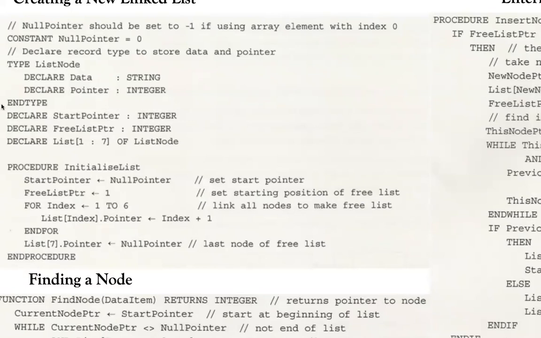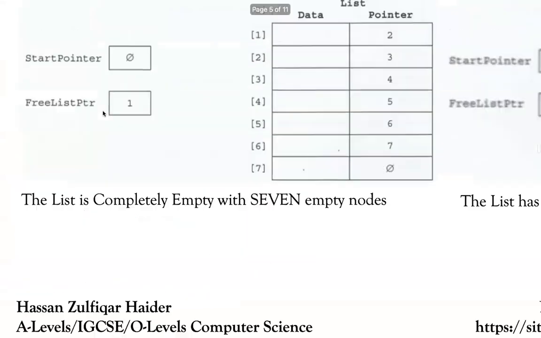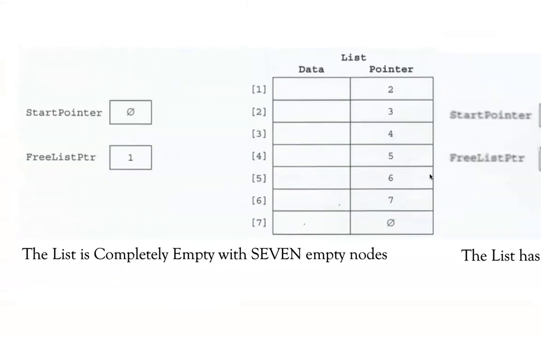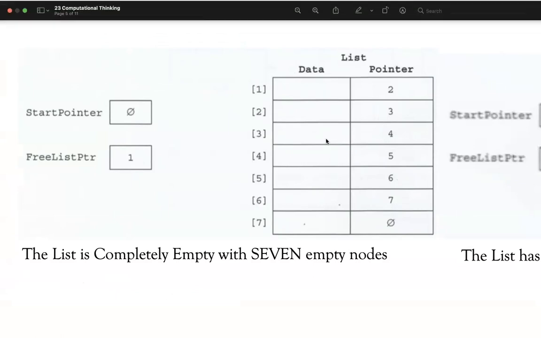Okay. So in these few steps, we have basically created a linked list with this status: start pointer as null, free list pointer as 1, all nodes connected through pointers and having no data in them. And there are 7 nodes.